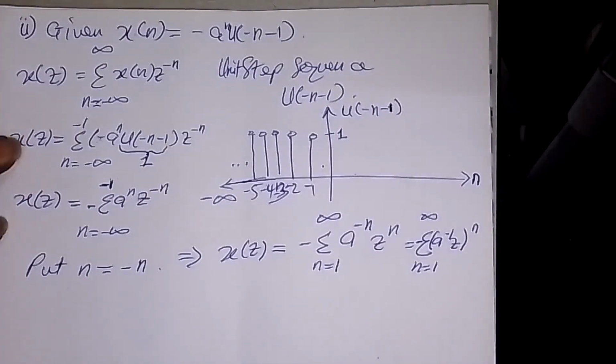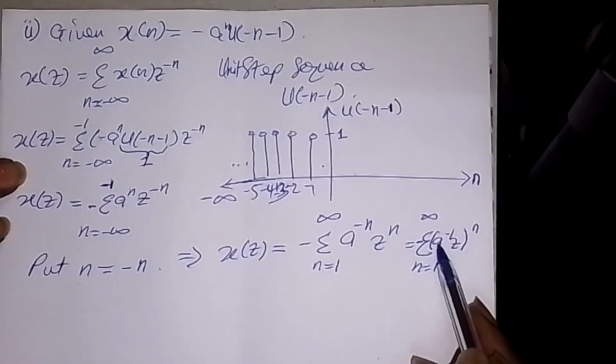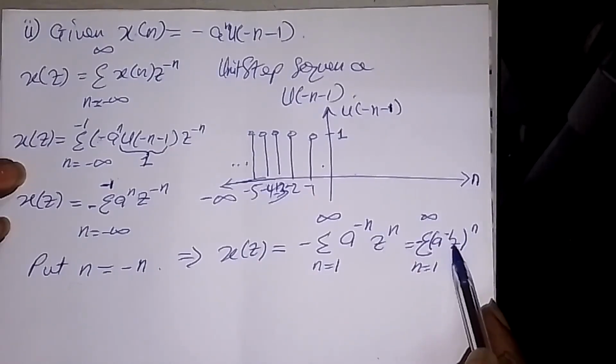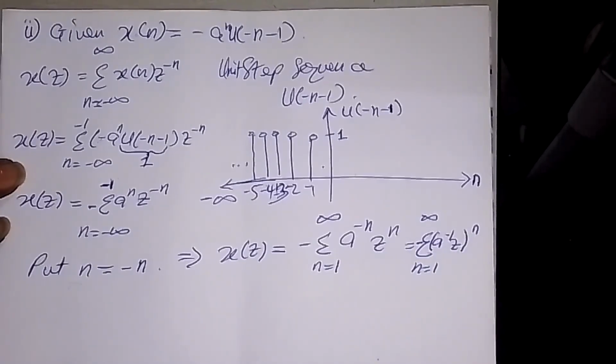So I can make my summation this way, because if you multiply n by a exponent minus 1, you get a exponent minus n. If you multiply n by z, you get z exponent n. So it's the same thing.